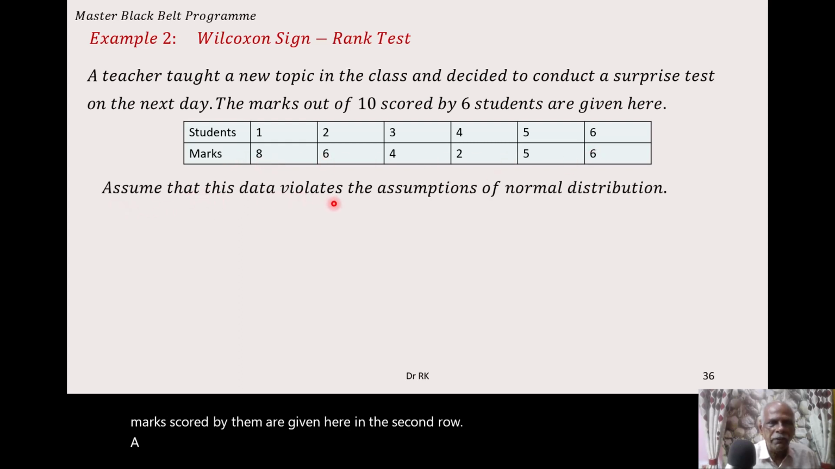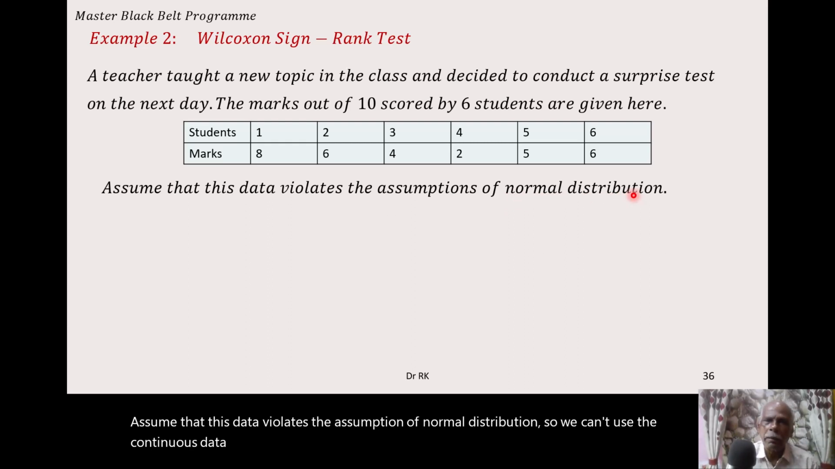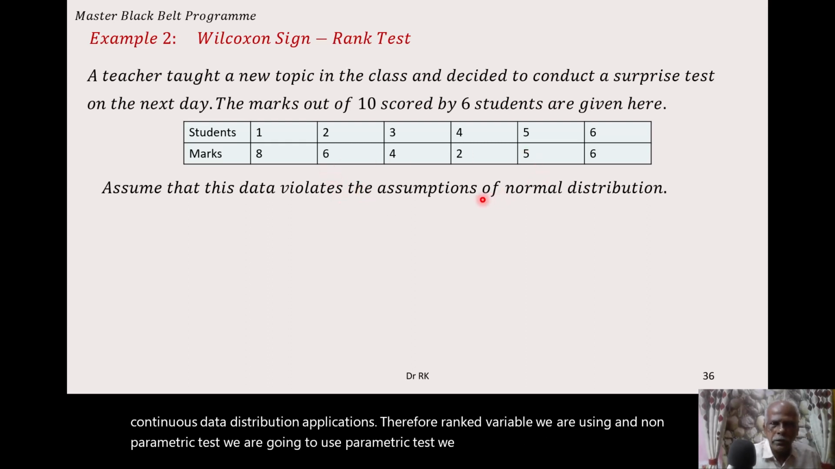Assume that this data violates the assumption of normal distribution. So we can't use the continuous data distribution applications. Therefore, the ranked variable we are using and non-parametric test we are going to use. Parametric test we cannot apply because it violates normal distribution.